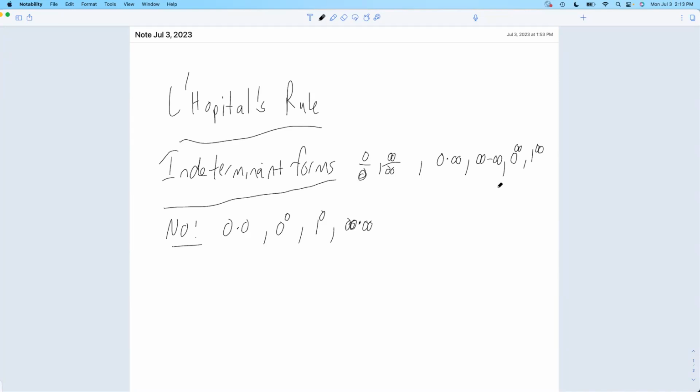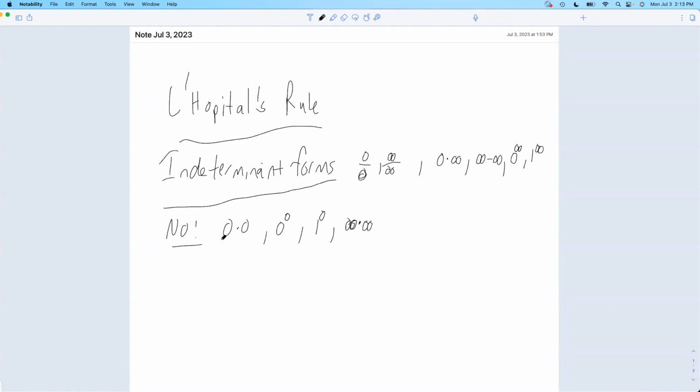When we cannot use L'Hopital's is when we don't have one of these forms. For example, there's no 0 times 0, or 0 raised to the 0, or 1 to the 0. 1 to the 0 is just 1, even in any kind of limit. Infinity times infinity is just infinity in a limit. 0 times 0 is just 0.